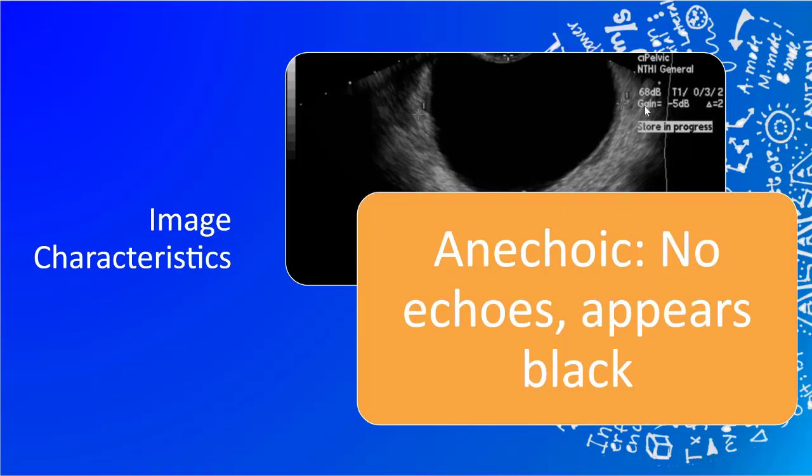So if you look in the image behind, we have this nice black area showing, most likely, what looks like maybe a cyst on an ovary. And so we have fluid within this black area. It is not creating any echoes to return to the machine. So the machine believes that there isn't anything there. Therefore, we get the anechoic appearance.